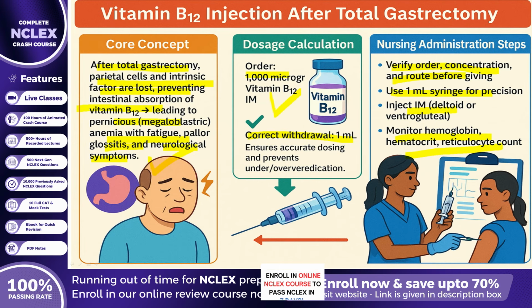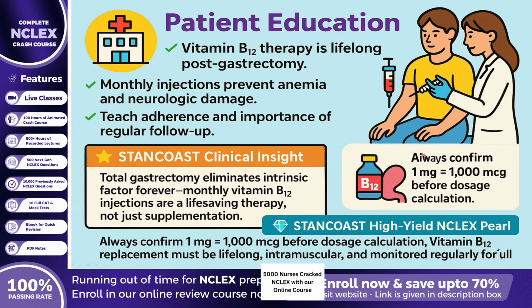Transitioning to a Stancoast clinical insight. Total gastrectomy permanently eliminates intrinsic factor production. Monthly vitamin B12 injections are not optional. They are the client's lifeline, protecting against megaloblastic anemia and irreversible nerve damage.